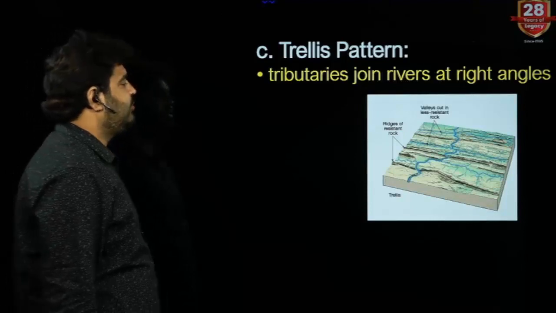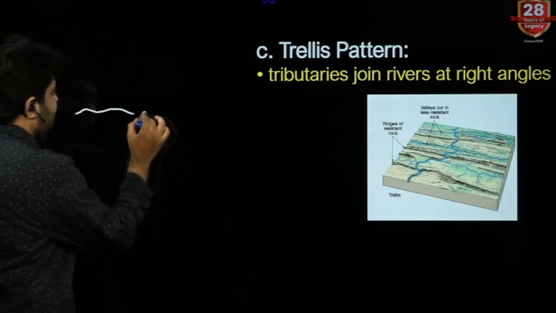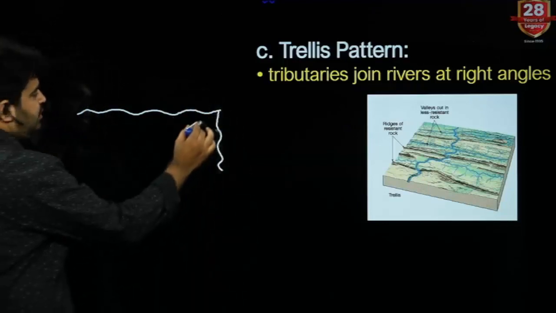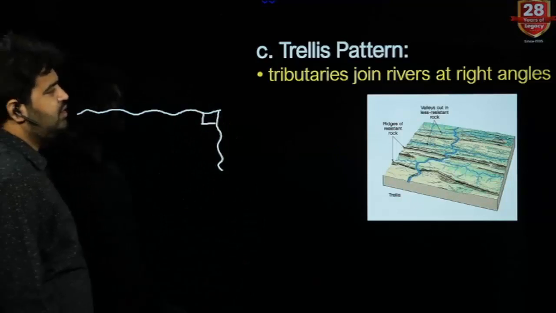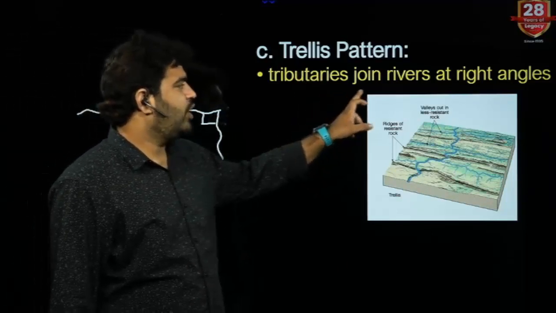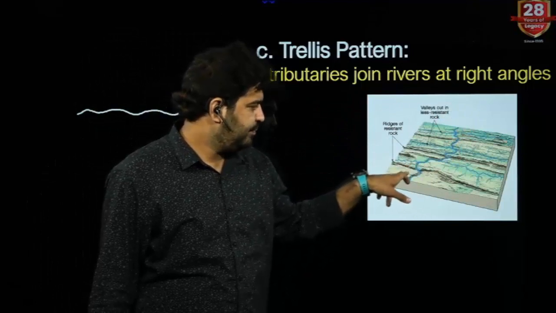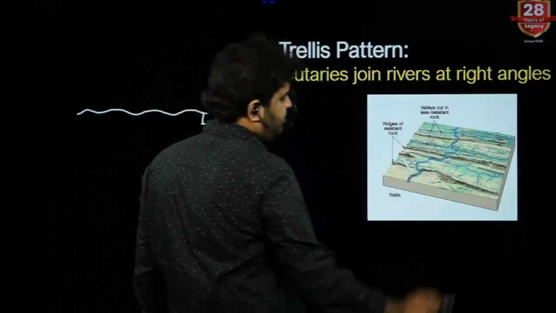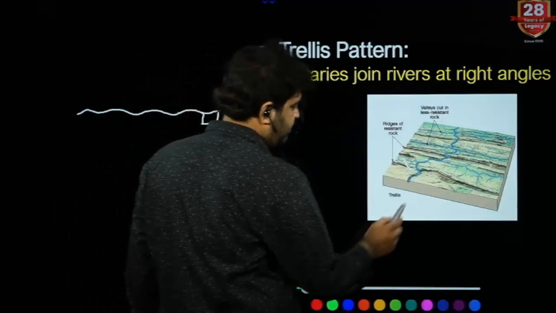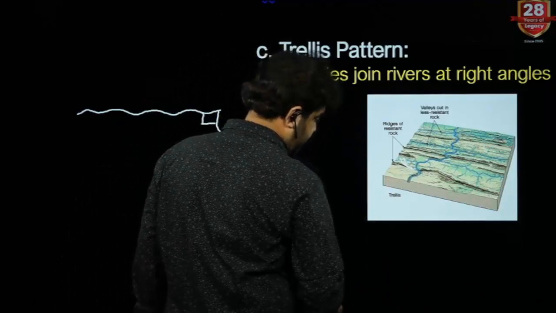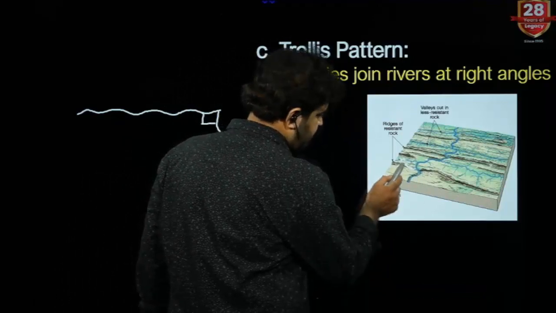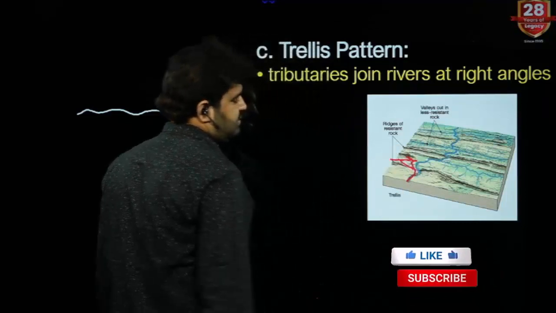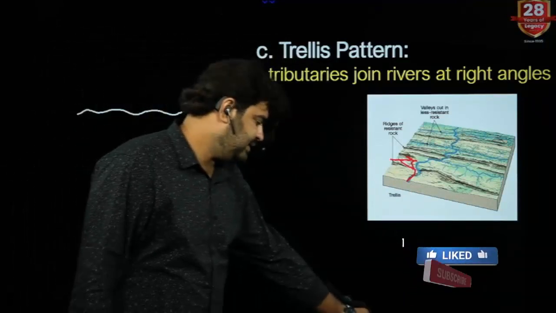Trellis pattern. Trellis pattern means, suppose a river is flowing like this and tributaries are joining at this line. So when it joins at 90 degrees, that is called a trellis pattern. Tributaries join rivers at right angles in this way. This is a river and these are the tributaries. So here you can notice this kind of thing. I'll use a red marker so it must be very clear for us. This part, sorry. Like this. See here we have like this. So this is called trellis pattern.